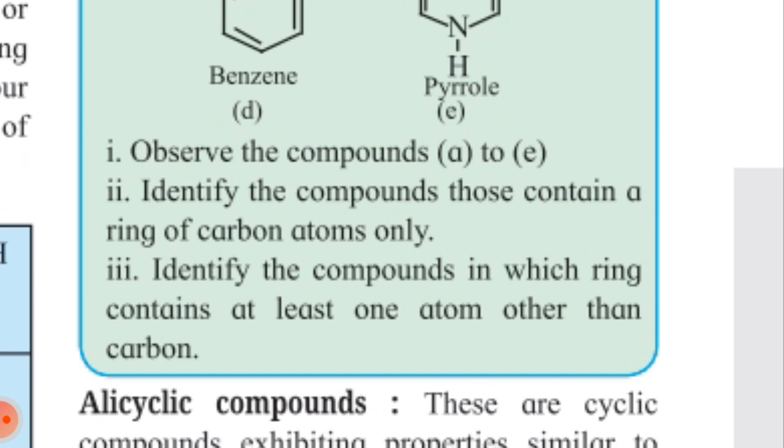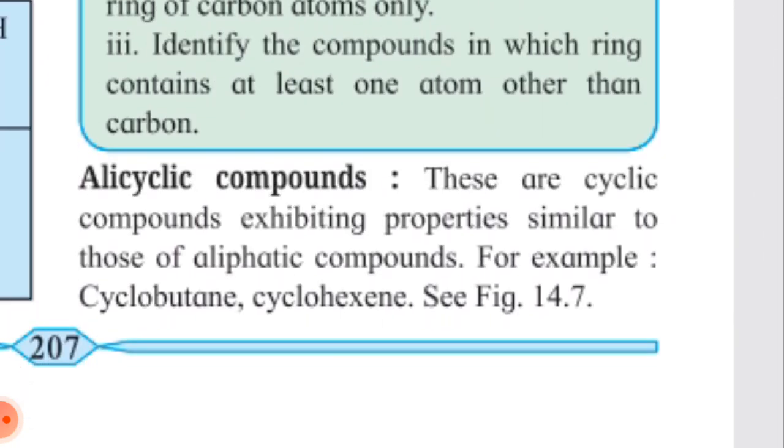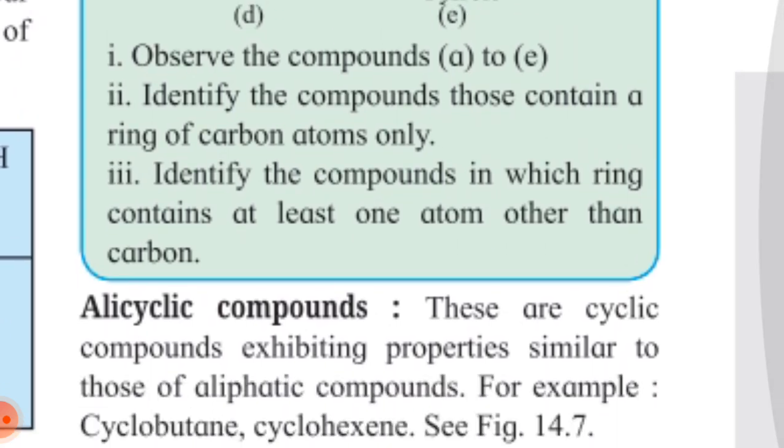Observe the compounds A to E. Identify the compounds that contain a ring of carbon atoms only. Identify the compounds in which the ring contains at least one atom other than carbon. Alicyclic compounds are cyclic compounds exhibiting properties similar to those of aliphatic compounds, for example cyclobutane and cyclohexane. See figure 14.7.